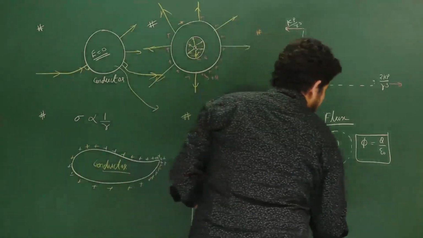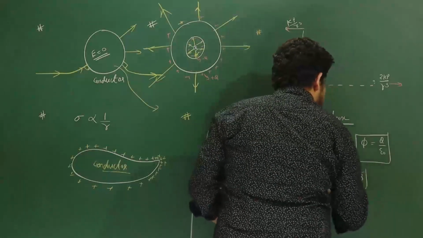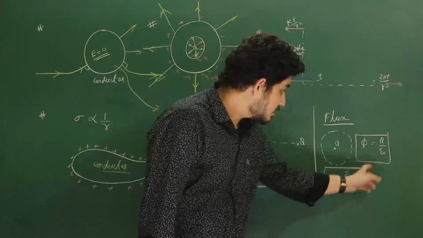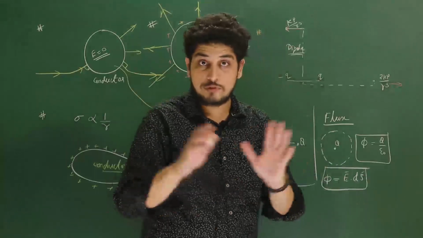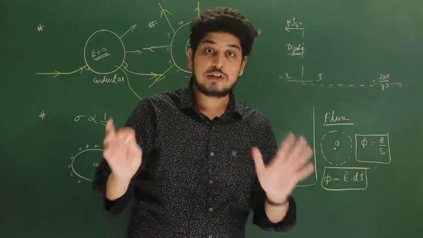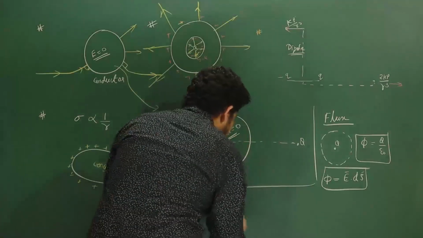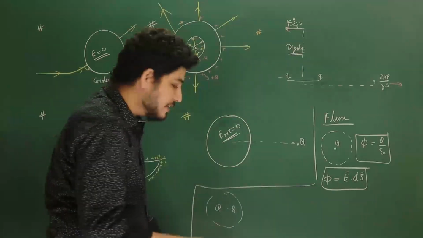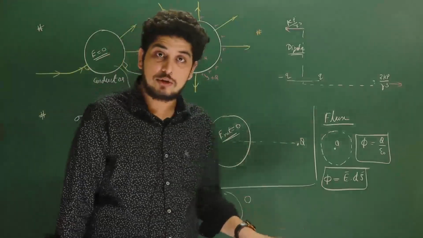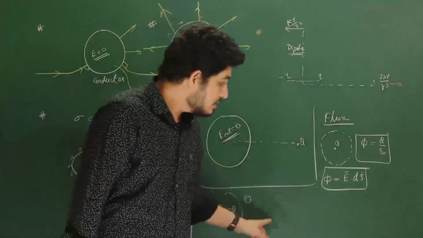We can write flux as the integral of E dot ds, where ds is the surface area and E is the electric field. Flux is the number of field lines coming out from the surface. For a point charge, the flux coming out will be q by epsilon naught. If you place a plus point charge and a minus point charge in the surface, the total flux coming out will be 0, because from q the flux is q by epsilon naught, and for minus q it is minus q by epsilon naught. The net flux will be 0. Flux is a scalar quantity.